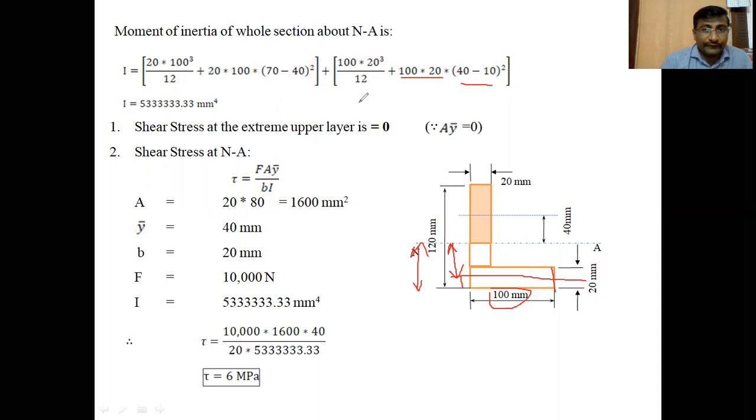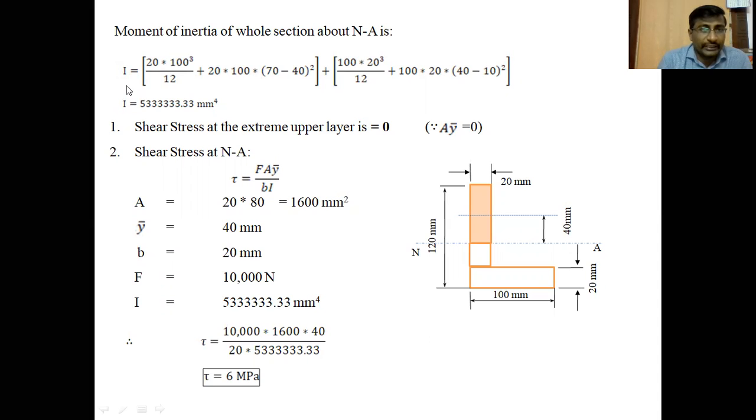I_C plus A y squared for both areas. By summing those two, we get the moment of inertia of the whole section about the neutral axis. That is by using the parallel axis theorem only. While using that theorem, you have to know the CG of its own area, the area of the shaded portion, the vertical or horizontal member, into y squared. You should know the distance between the two axes, then only you can find the moment of inertia of that area about the neutral axis.